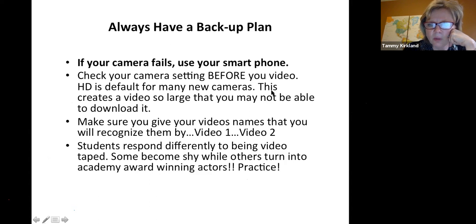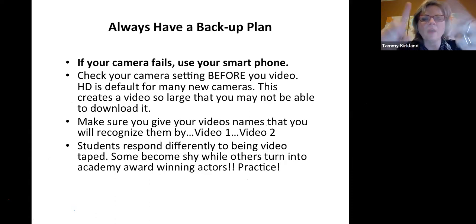Stopped. Of course, I didn't know it at the time, and I ran out of room on my SD card. Oh, that sounds like something that happened to me. I'm reading about it, ran out of room on the SD card. Okay, two things about that. Make sure you have a new SD card, and make sure that camera is not set on HD.